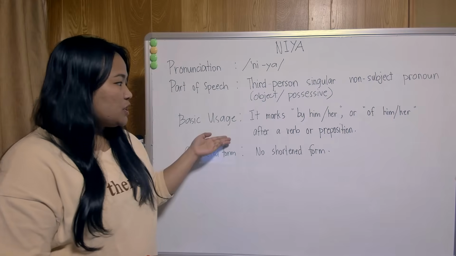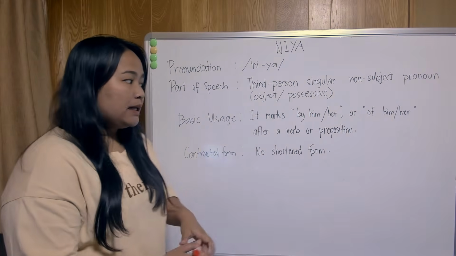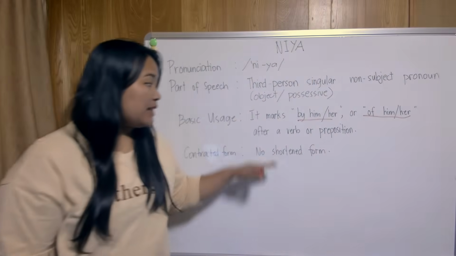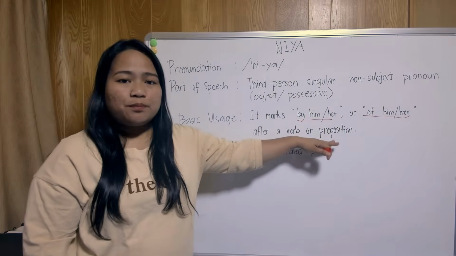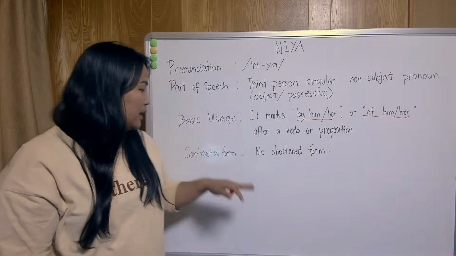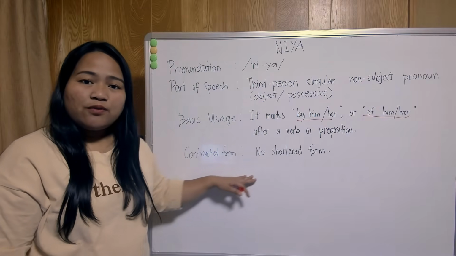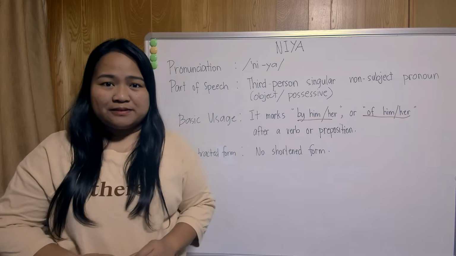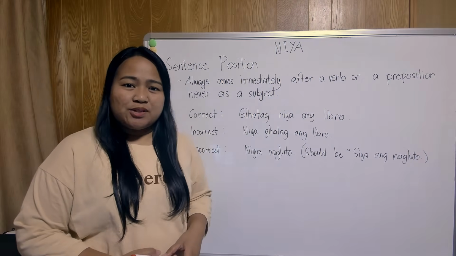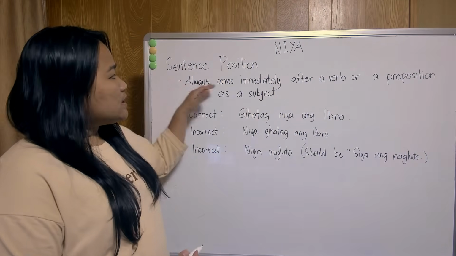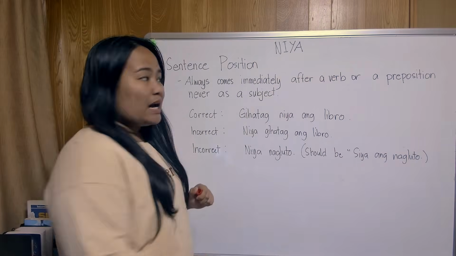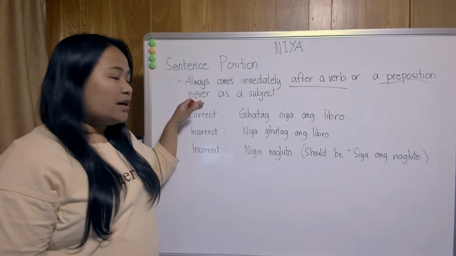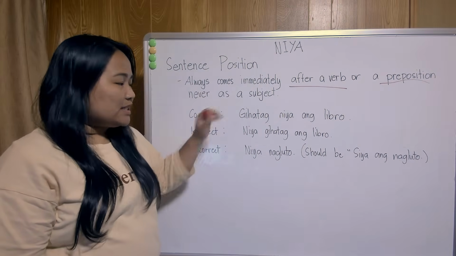Basic usage, it marks by him or her or of him or her after a verb or preposition. And no shortened form. So there's no contracted form for niya. For sentence position, niya always comes immediately after a verb or a preposition, never as a subject.